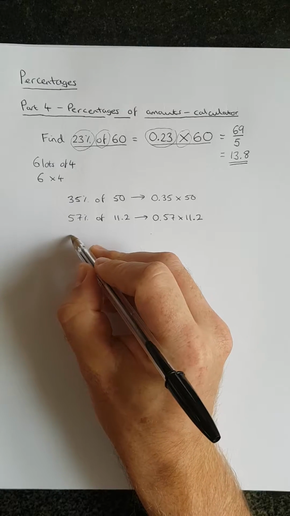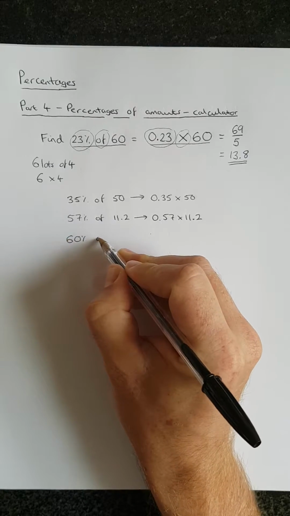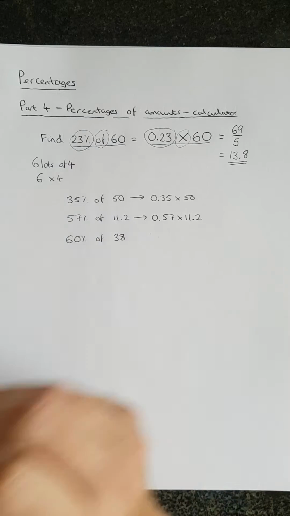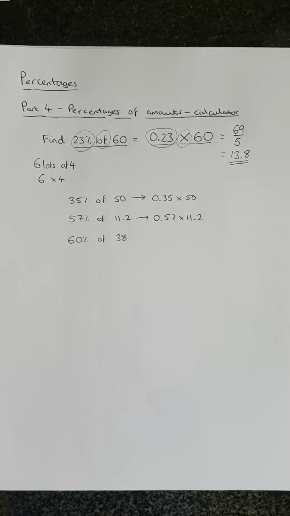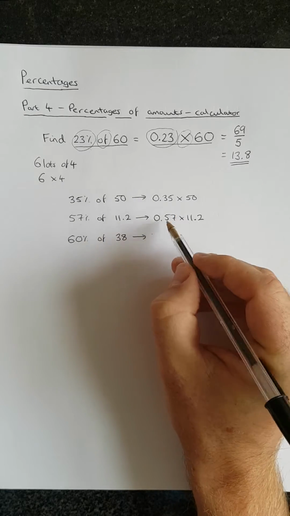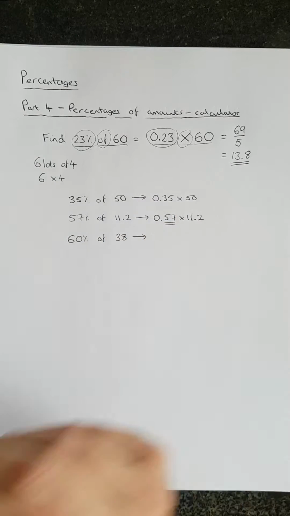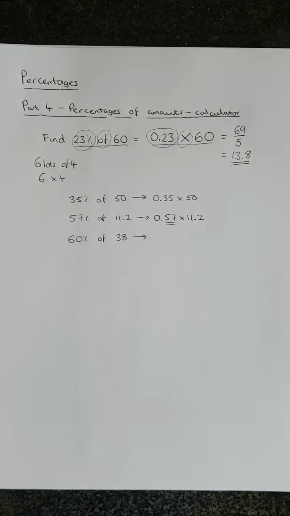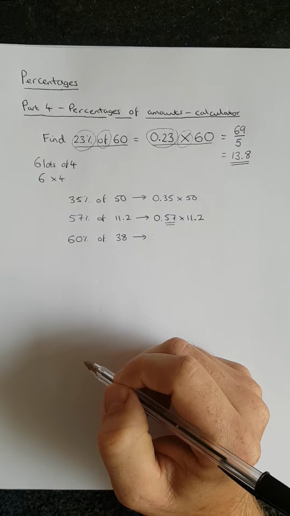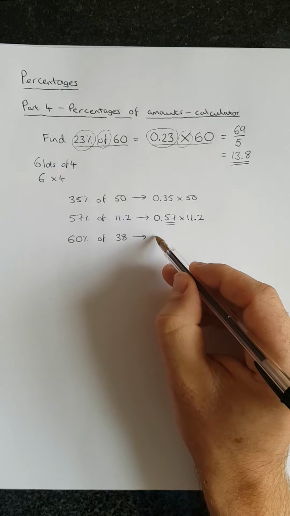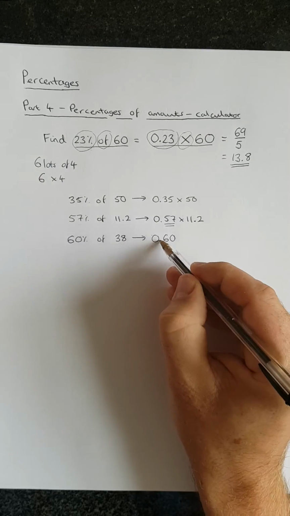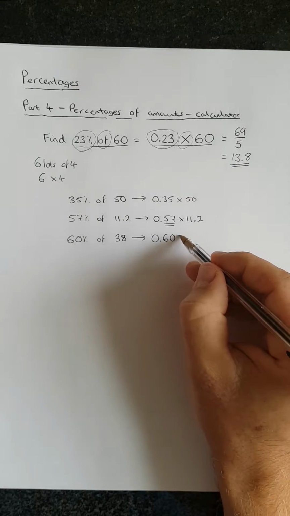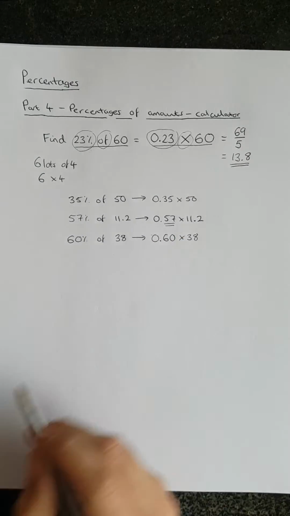Let's try another one. 60% of 38. Look at how you wrote 57%. How are you going to write 60? It should be 0.60 times 38.